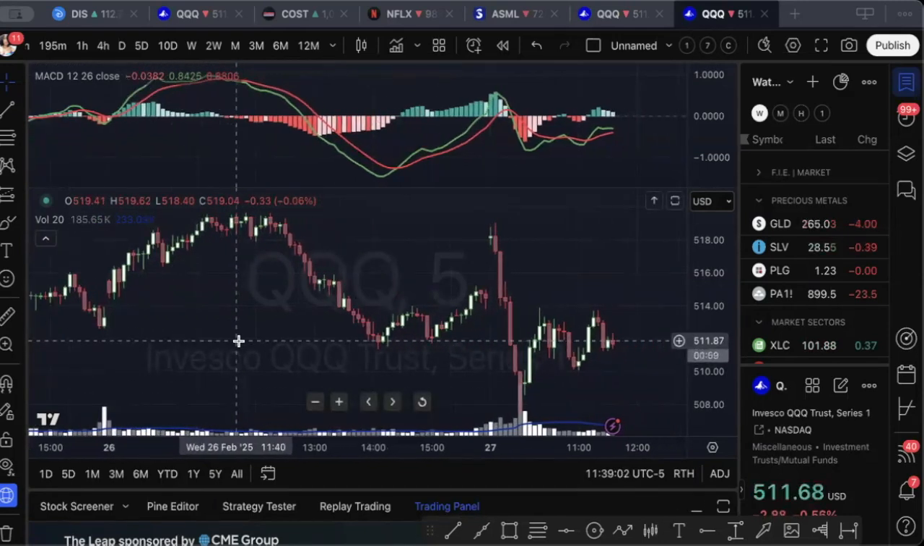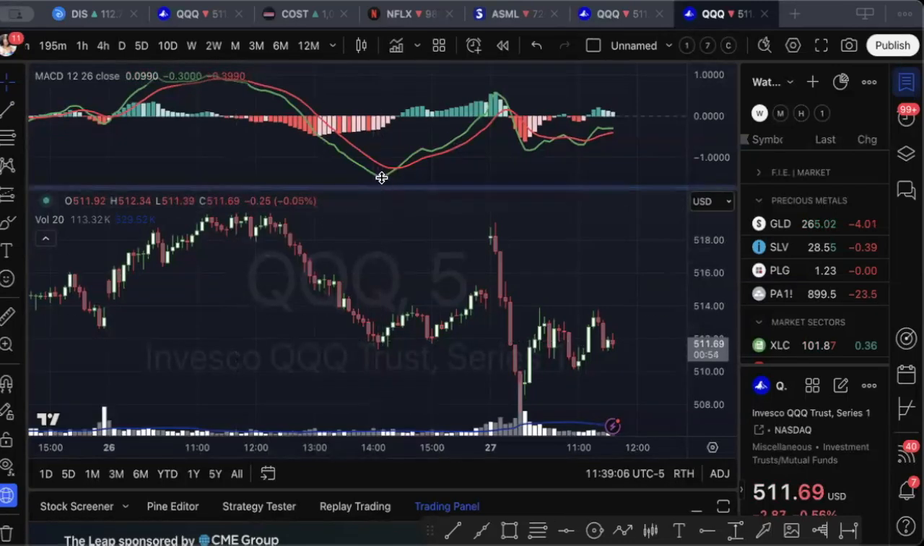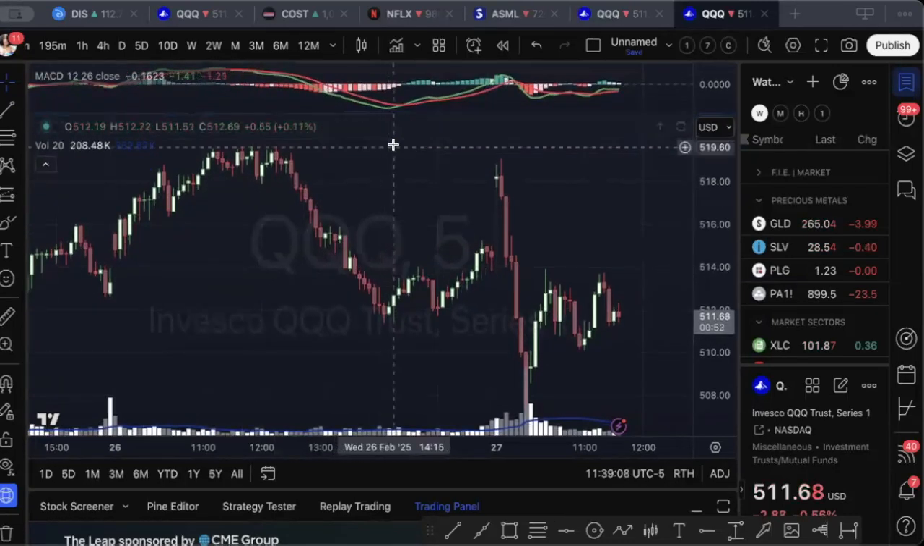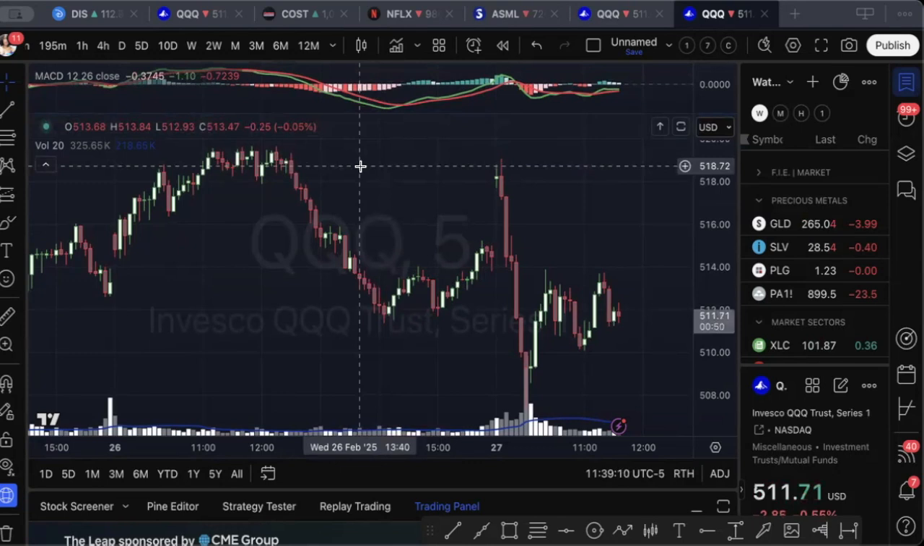All right, so that's the MACD. I like to keep it at the top of my chart. You don't have to do that. That's a preference, okay? Now the next thing, a lot of you ask me this all the time.